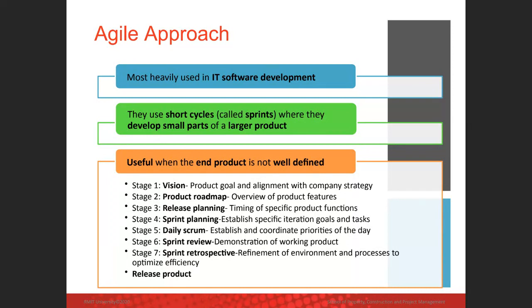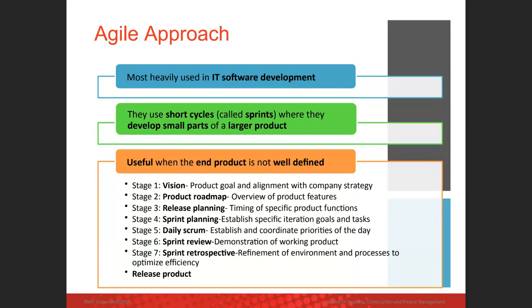Then your team will think of a product roadmap. So you will have that first stage where you talk to the client or customer, perhaps in an interview or a discussion, and your team and you develop a product roadmap, where you think about what process you would follow in terms of getting to the end or producing that product. And then you release a plan, the timing of specific product functions, and then you start the sprint planning.